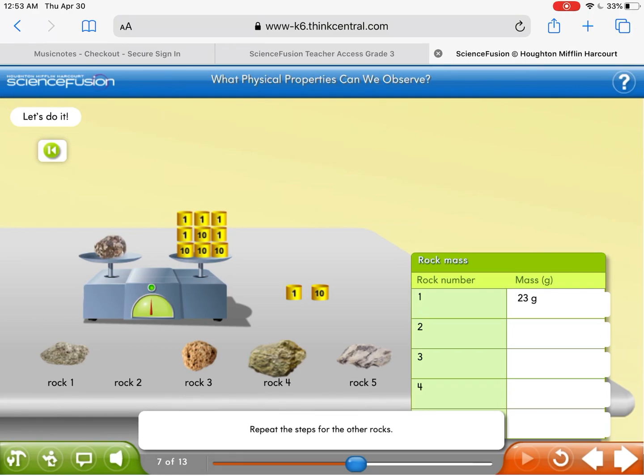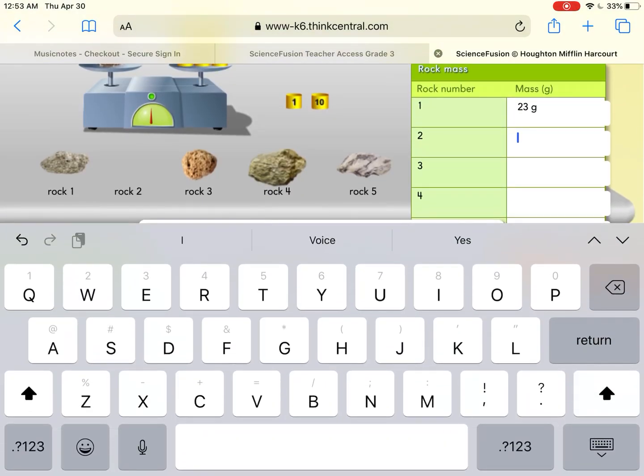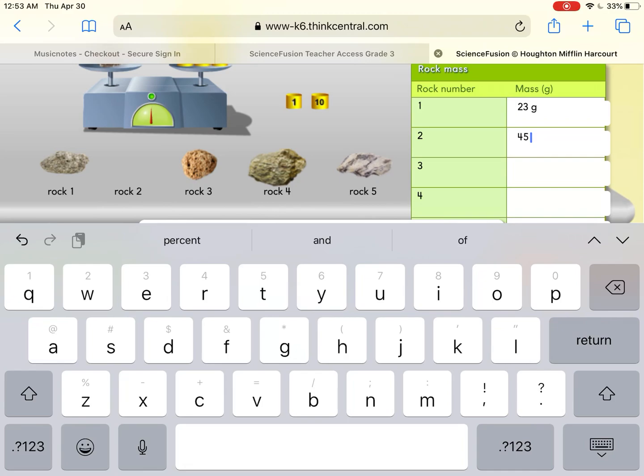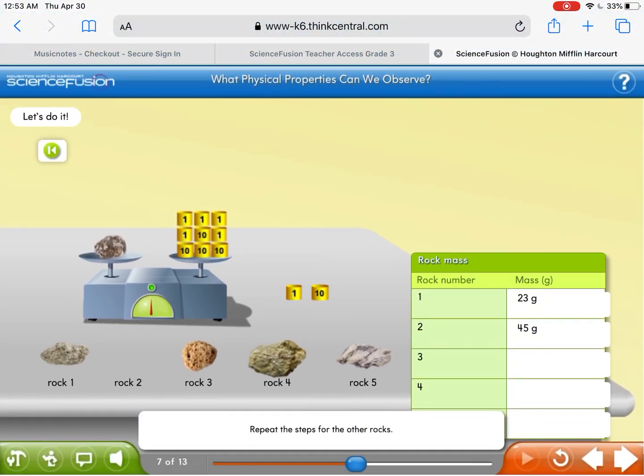Okay, so I have 10, 20, 30, 40. 1, 2, 3, 4, 5. I have 45 grams.